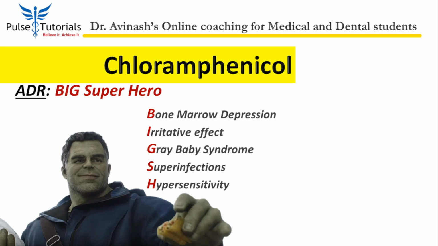Now, we know the mechanism. The resistance is more or less like the tetracycline part. Okay. There's this R factor, resistance factor, especially in Salmonella typhi, because of which Salmonella typhi, which once upon a time was so susceptible to chloramphenicol, is now becoming resistant, and decreasing the permeability. That's easy to understand. This gray baby syndrome needs a little elaboration.